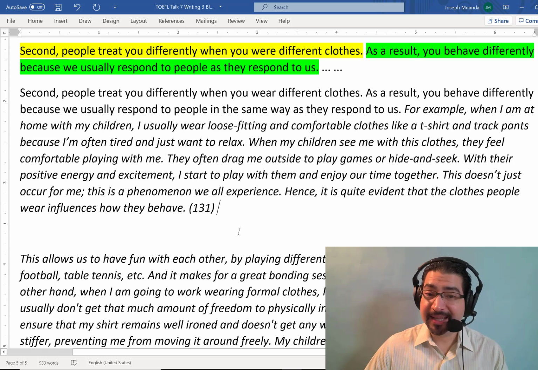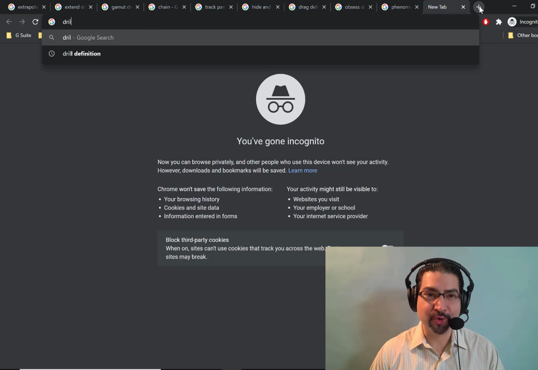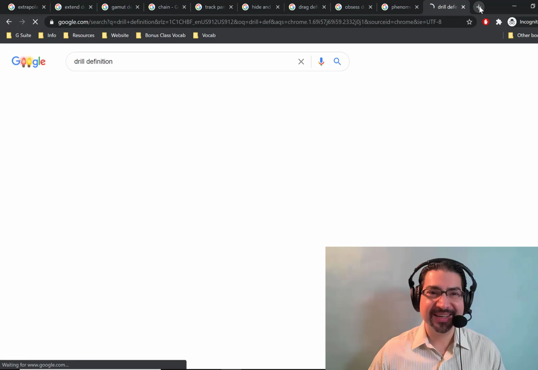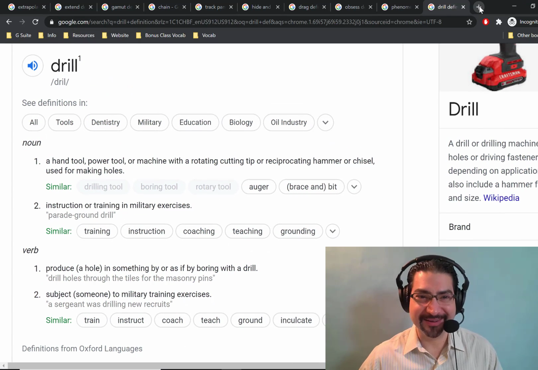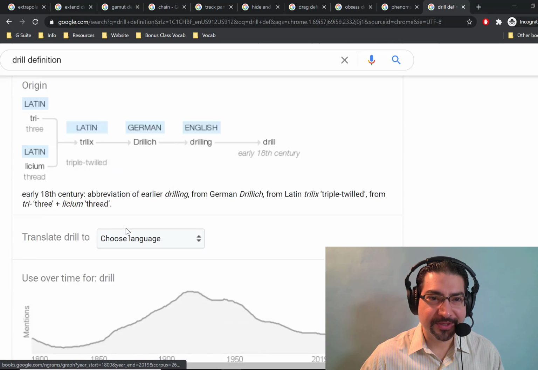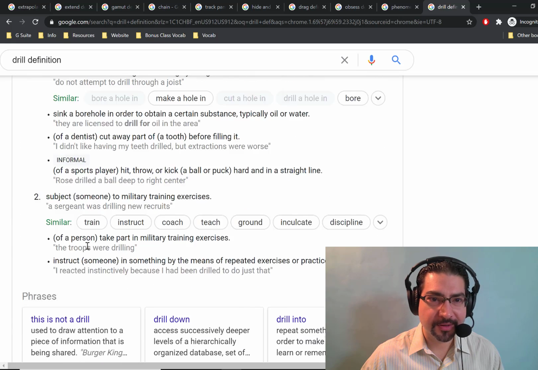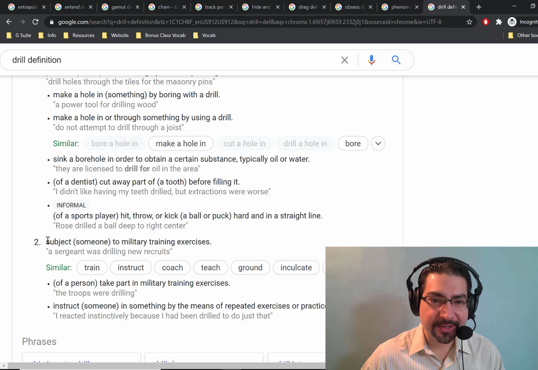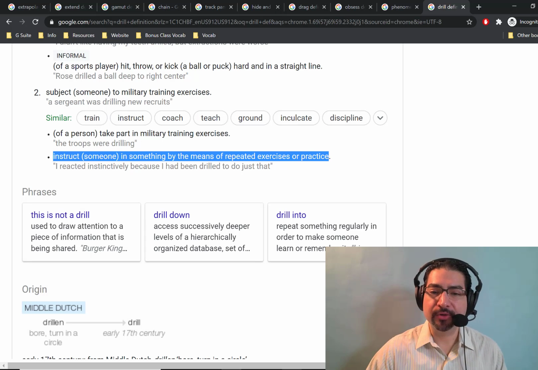So now the next thing that I want to do is I want to bring back that vocabulary word drill. Remember drill? Because you know what I'm going to say now, right? Especially those of you who've been working with us for a while. So a drill is, it's always the second definition, right? Let's see here. Subject to, here we go, instruct in something by means of repeated exercise or practice.